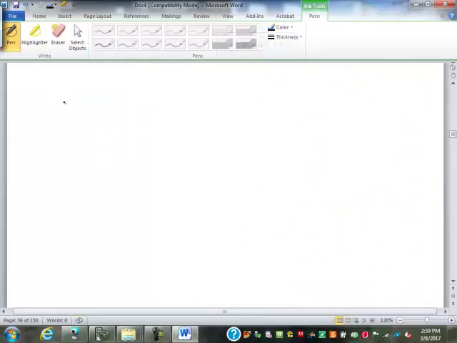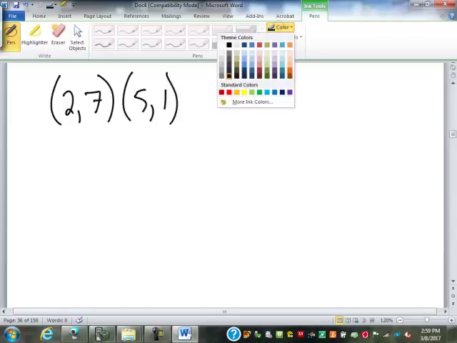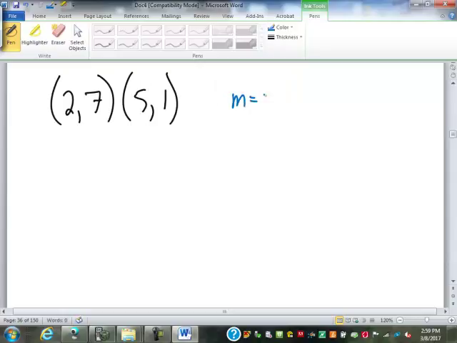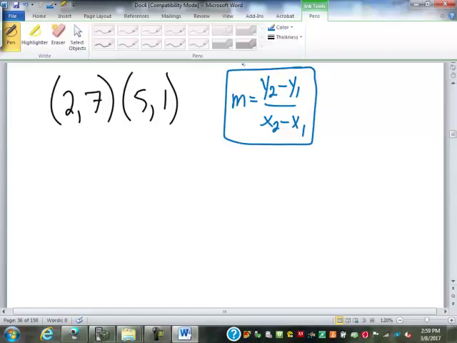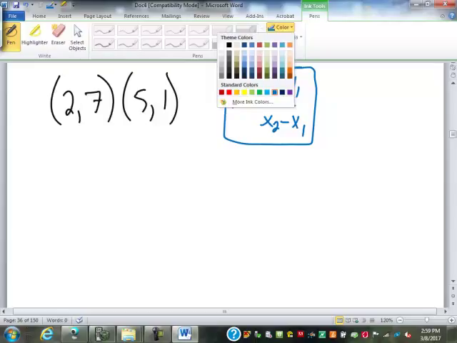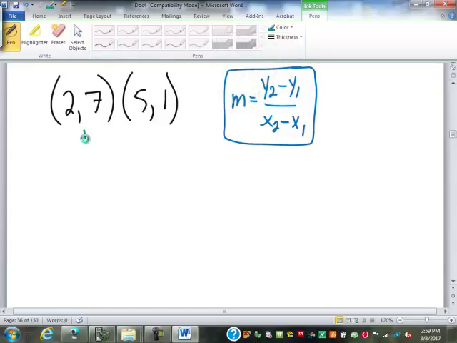So if I give you the points 2, 7, and 5, 1, let's find the slope. Now, I will give you guys a little heads up here. That formula should be in your notes somewhere. That is going to come up on quizzes and tests. So if I call this point 1 and this point 2, it really doesn't matter which one I call which as long as I stay consistent.